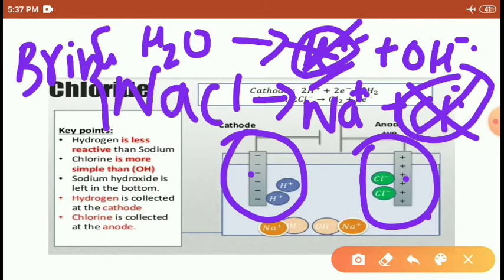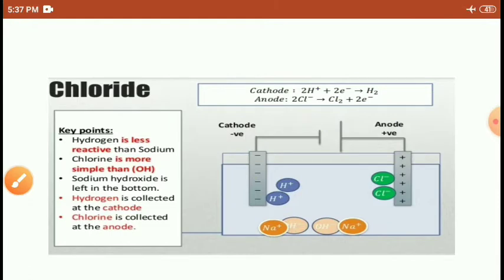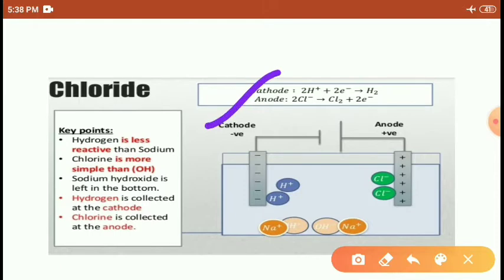What is left in the solution? Only Na plus and OH minus are left here, right? So the question arises in our mind: why do hydrogen ions move towards the cathode rather than sodium ions or other ions? The reason I mentioned here is that hydrogen is less reactive than sodium. So that's why hydrogen moves towards the cathode. Right, students? Understood?